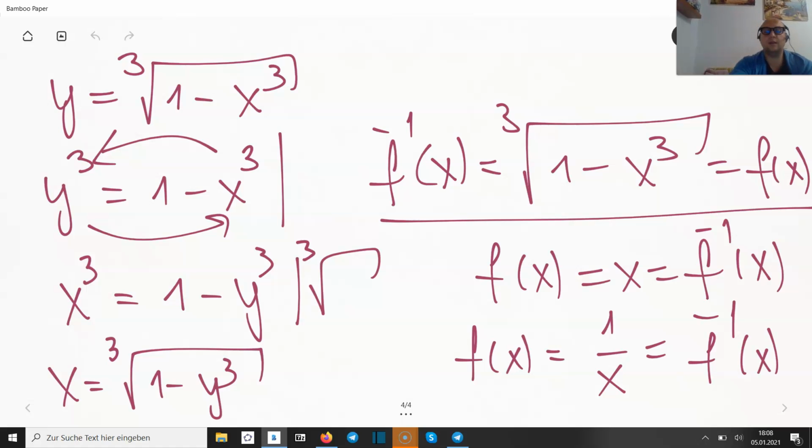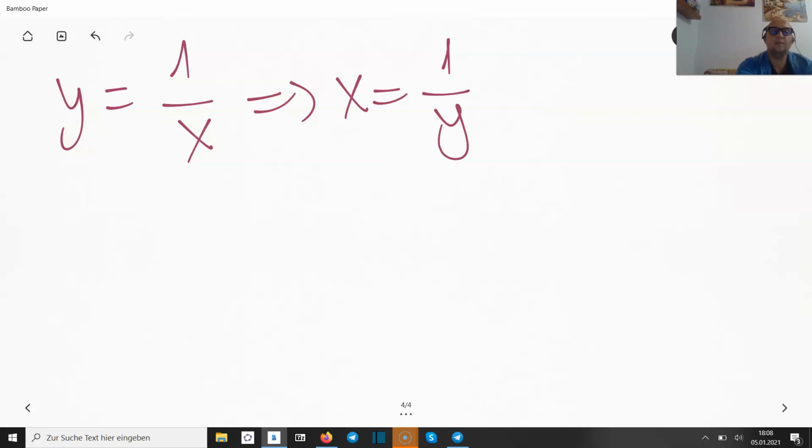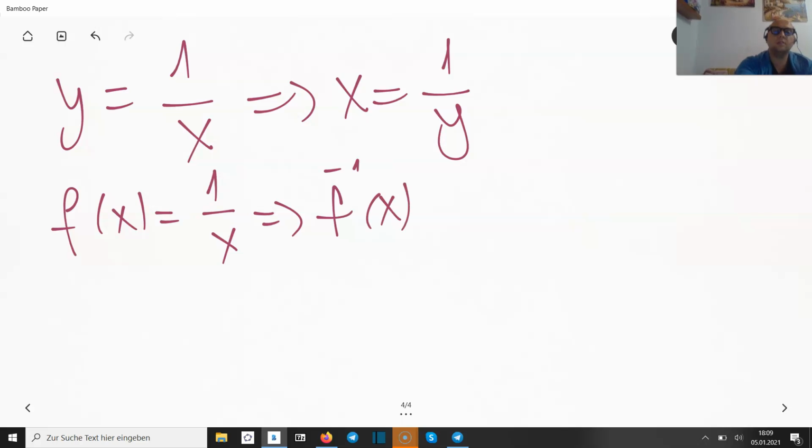You see that? Why is that the case? Once again, if y is equal to 1 divided by x, we have to solve it for x. That means x is 1 divided by y. That's why if f of x is 1 divided by x, that means f to the power of minus 1 of x is 1 divided by x as well.